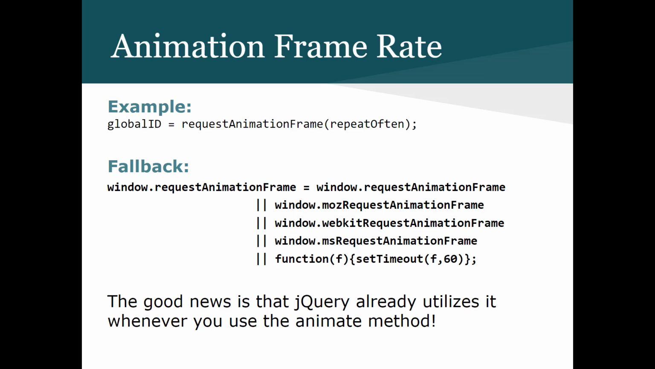Here we can see a variable called globalID that is storing a requestAnimationFrame that is calling a function called repeat often to run each time the next frame occurs. The fallback method seen here is old and may be unnecessary in your code because you are likely going to use jQuery to animate elements on your page. jQuery will have a fallback written for you that will be available whenever you use the jQuery animate or any of its set animate functions.